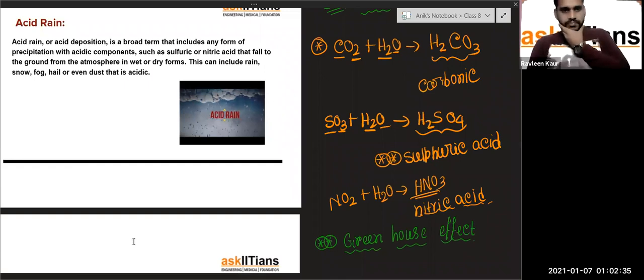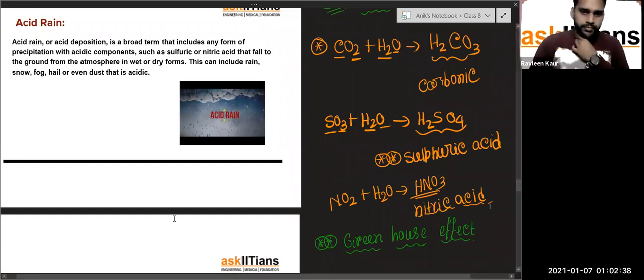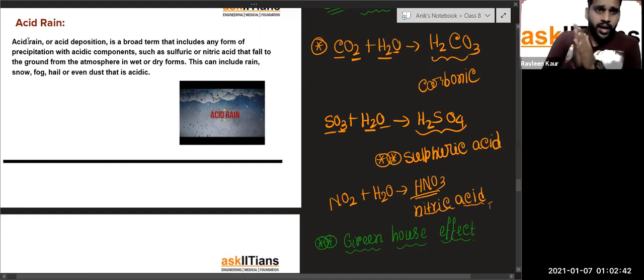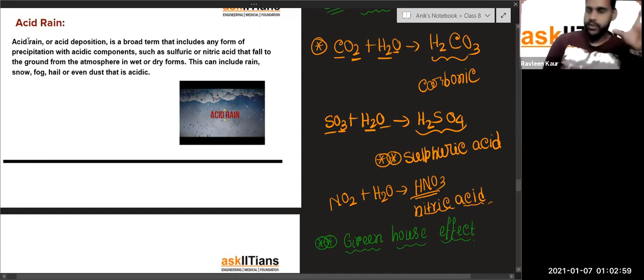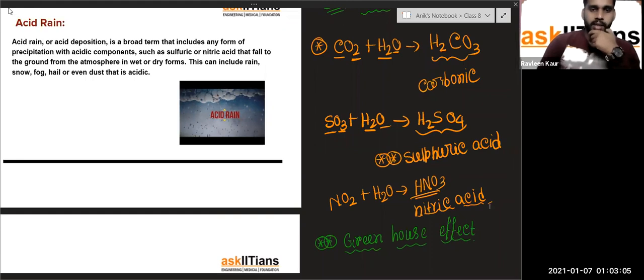Now, what is written over here: acid rain, or acidic deposition, is a broad term that includes any form of precipitation with acidic components. So you don't have to go through these lines in detail. I think you can understand the whole topic. You have understood what is happening in the acid rain, okay? So the pollutants are coming down, right?